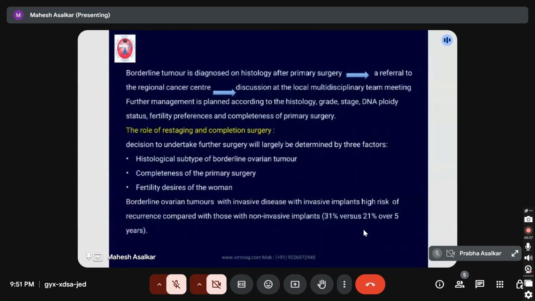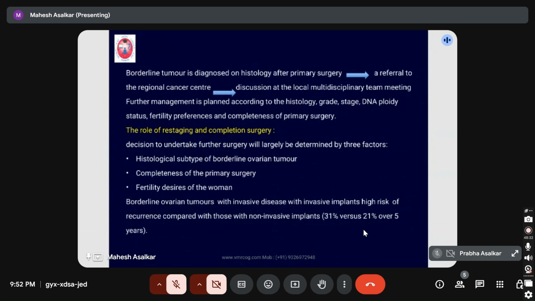So borderline tumor is diagnosed on histology after primary surgery. You have to refer these patients to a regional cancer center. Then you have to carry out the discussion in the MDT meeting. Then further management is planned as per the MDT discussion, considering the histology, grade, stage, DNA ploidy status, fertility preferences, and completeness of the primary surgery.